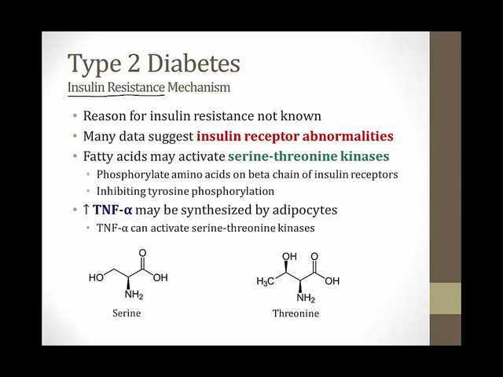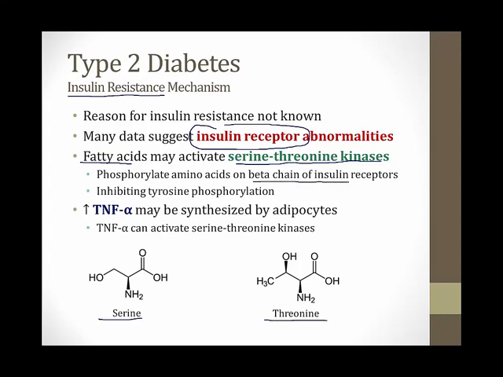However, you can imagine with this disorder being so common, there is a lot of basic science literature looking into why patients develop insulin resistance. And you should know that there are many data that suggest abnormalities of the insulin receptor. I talk about the insulin receptor in more detail in the module on the endocrine pancreas. What I want to mention here is that there are data that suggest that fatty acids may modify the insulin receptor by activating enzymes called serine threonine kinases. The bottom left side of the screen is the structure of the amino acid serine. At the right side of the screen is the amino acid threonine. And these amino acids are found in the beta chains on insulin receptors.